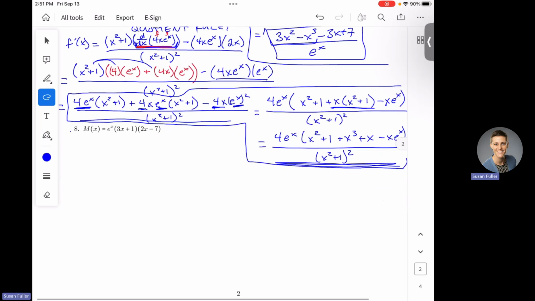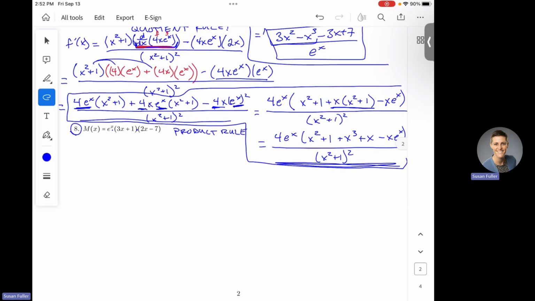What if you have something really scary like this? M of x equals e to the x times the quantity 3x plus 1 times the quantity 2x minus 7. What if I have something with x's times something with x's times something with x's? There's too many things here. Okay, so to do this, because I have a bunch of things being multiplied, I'm definitely going to need the product rule. Hopefully that makes sense to you.